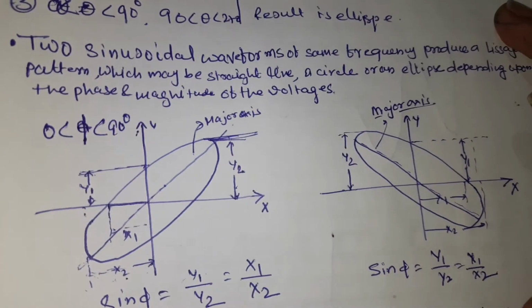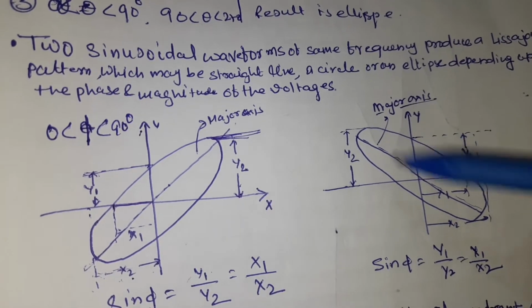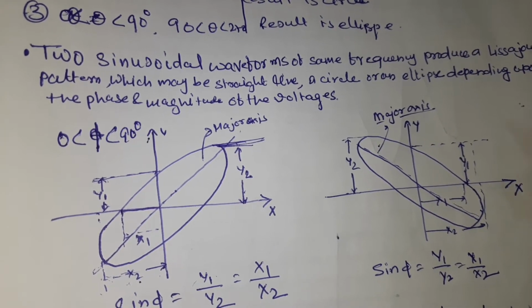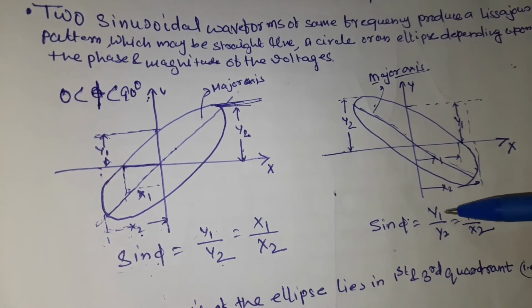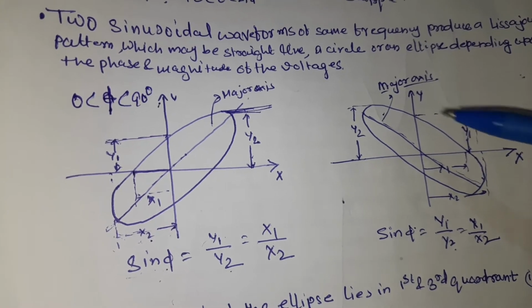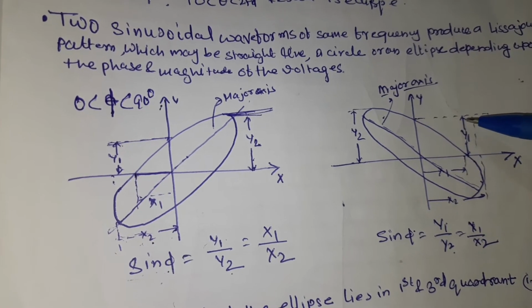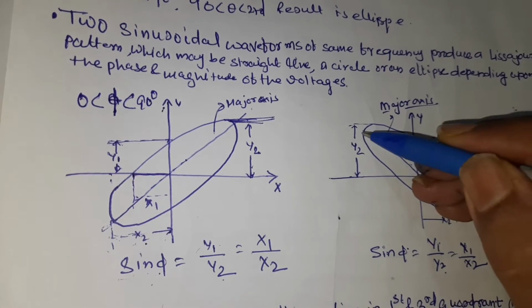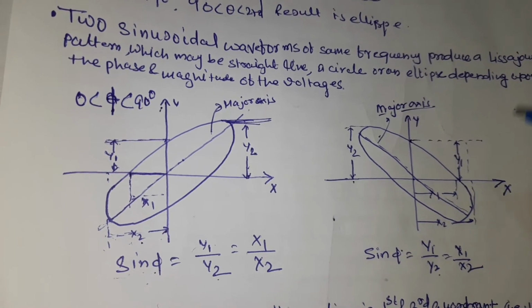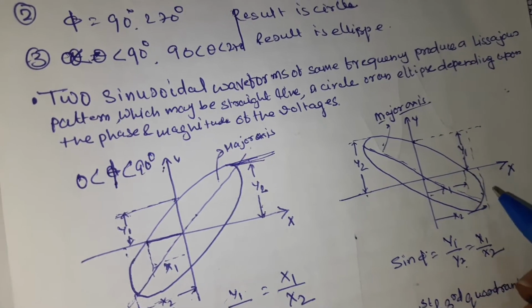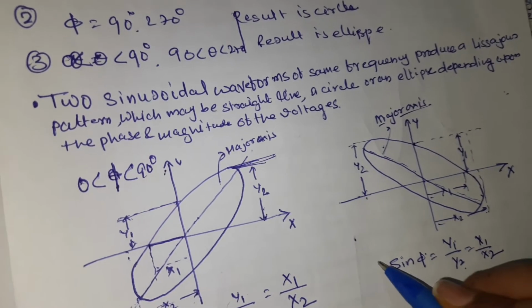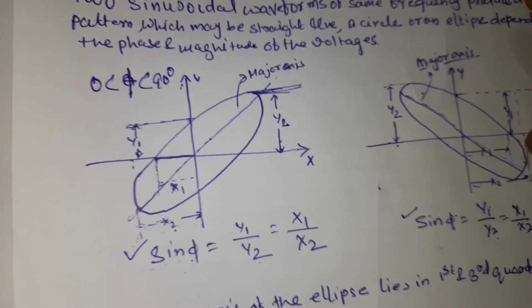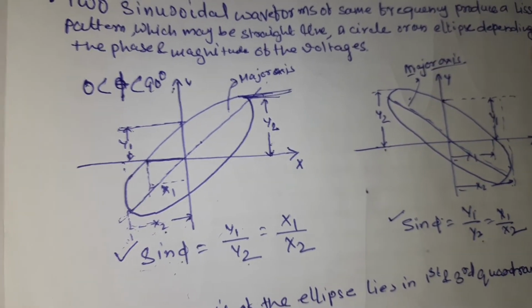If the phase shift is from 90 degrees to 180 degrees, then the ellipse appears in the second and fourth quadrant. The major axis is along the second and fourth quadrant, and again the phase shift angle is given by y1 by y2 and x1 by x2, where y1 is the cut point when the ellipse cuts along the y-axis, and y2 is the maximum value along the y-axis, and x1 is the point where the ellipse cuts the x-axis, and x2 is the maximum value along the x-axis. So in this way we can measure the phase angle in case of 0 degrees to 90 degrees or 90 degrees to 180 degrees by measuring the intersection points along the x-axis and along the y-axis.